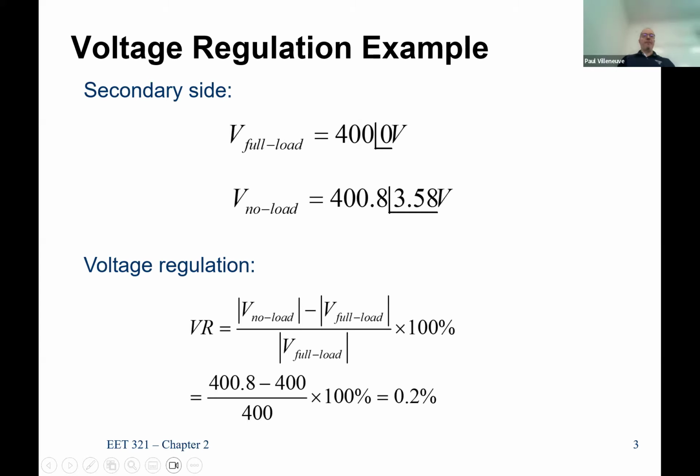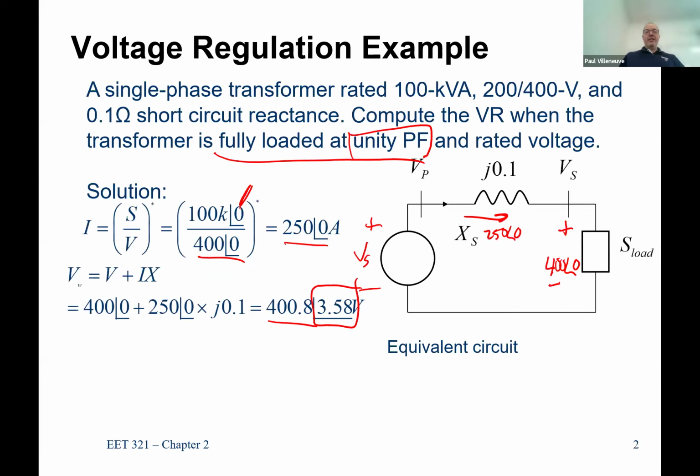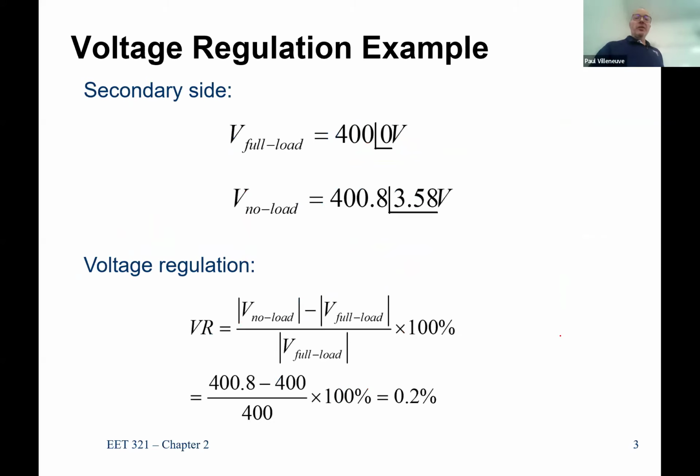So the voltage regulation, we need the no load voltage. If the load goes away, this power supply, which has been adjusted, does not instantaneously adjust. So if I go from 250 at an angle of 0 to 0 instantaneously, then the voltage drop goes to 0. So my output here now is going to flash to 400.8 volts, right? It's not going to be at 400, it's going to be at 400.8. So the no load voltage is 400.8.